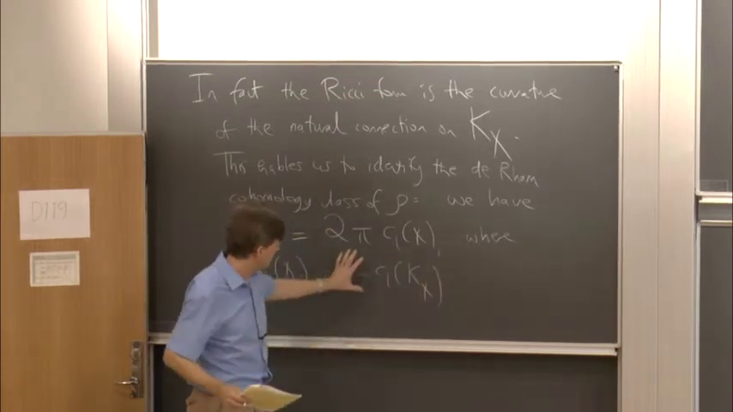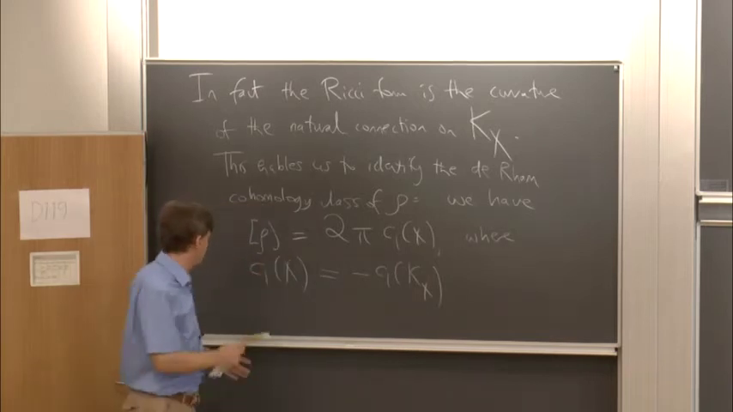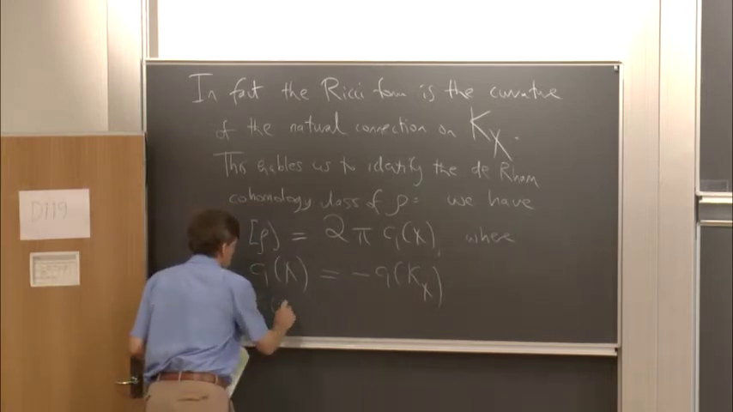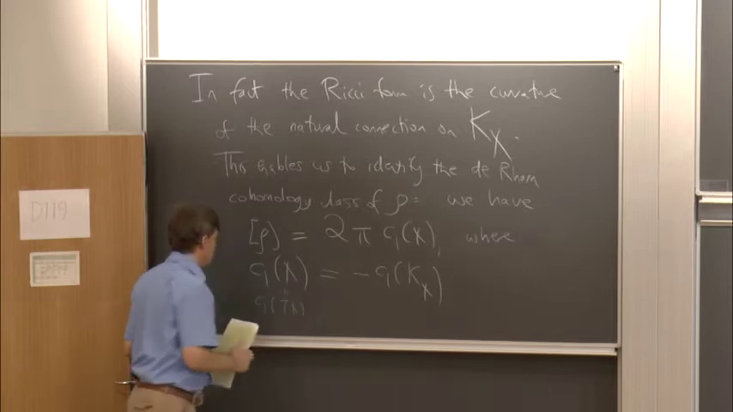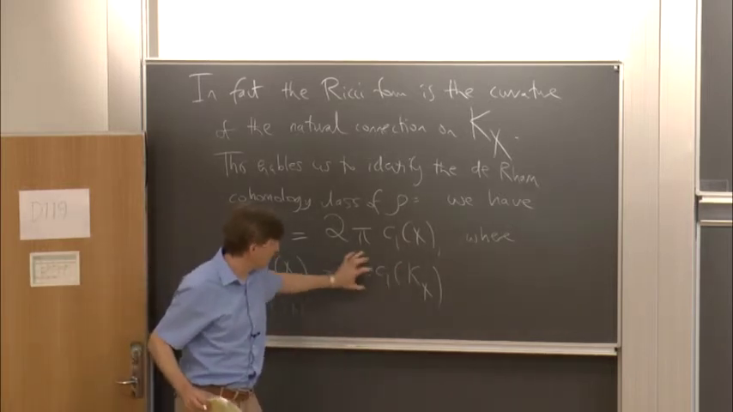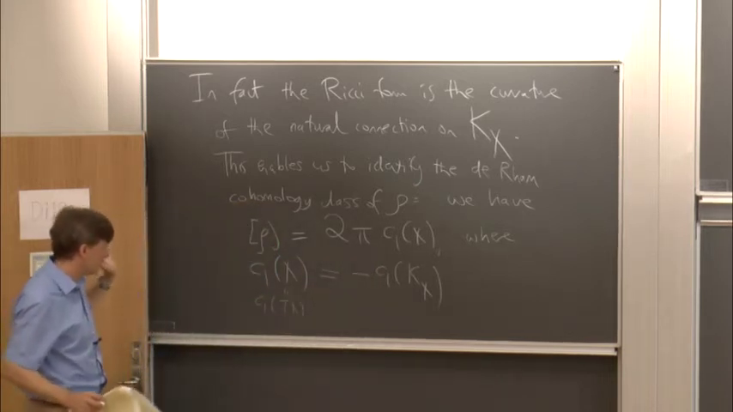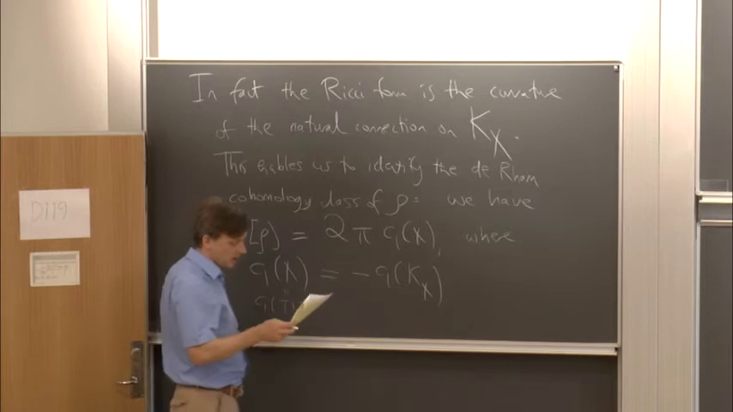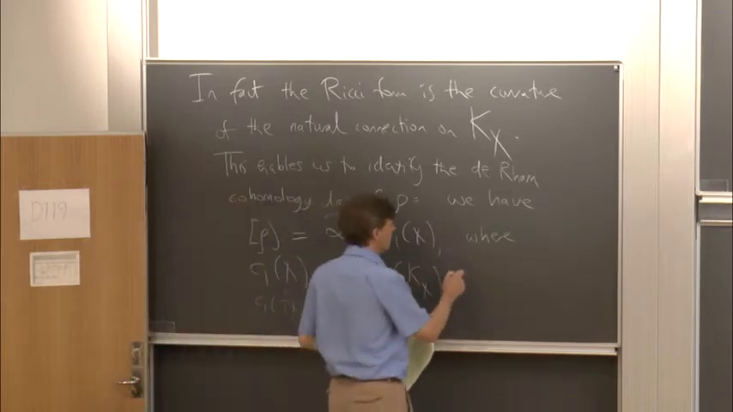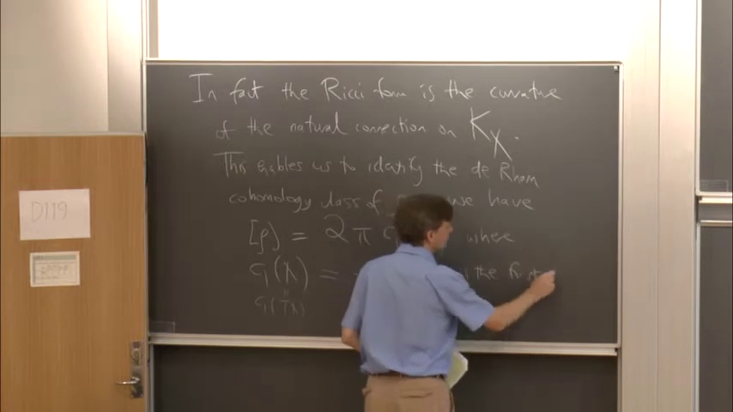The minus is because C1 of X is by definition the first Chern class of the tangent bundle, and this is derived from the cotangent bundle, and the minus sign is because of the duality between the cotangent bundle and tangent bundle. So this is the first Chern class.